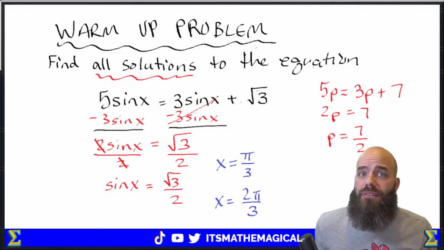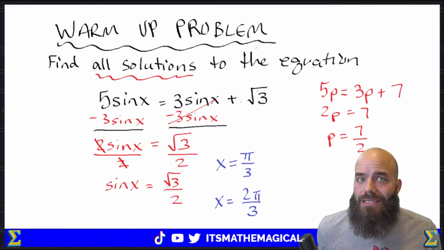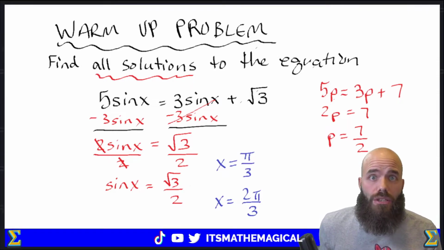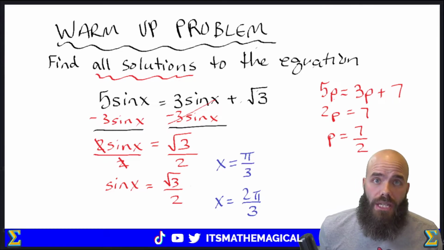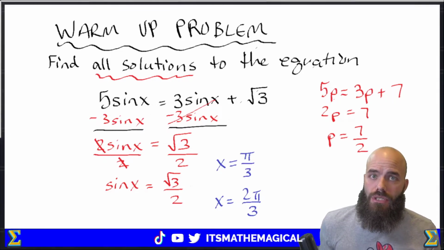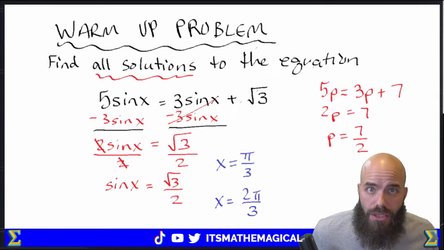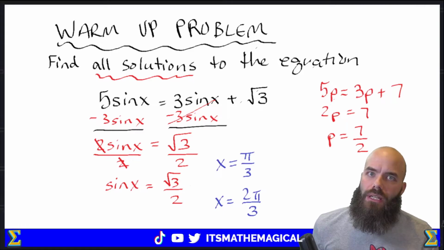But if we're asked to provide all solutions, you need to remember that sine is a periodic function, as well as cosine, tangent, secant, cosecant, and cotangent. So you have to remember that there is an infinite number of solutions to this particular equation. And to find those, just think about coterminal angles.